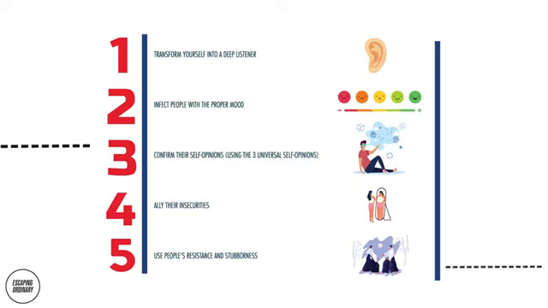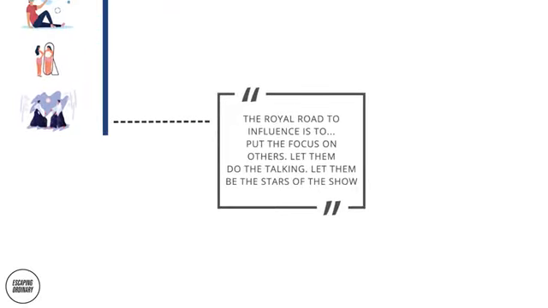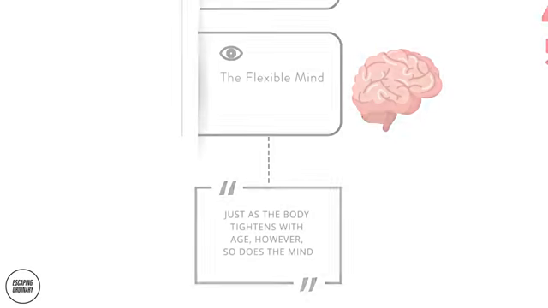Stubbornness stems from uncertainty and fear of change. If they have a rebellious nature, reverse psychology can be used to push them in a direction you want them to go. The royal road to influence is to put the focus on others. Let them do the talking. Let them be the stars of the show.